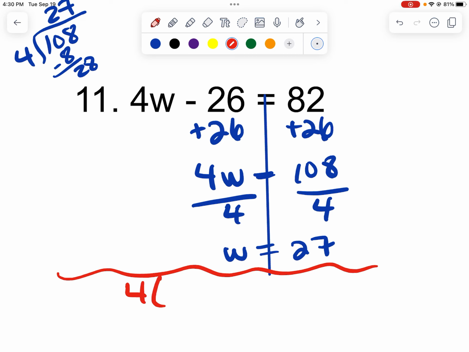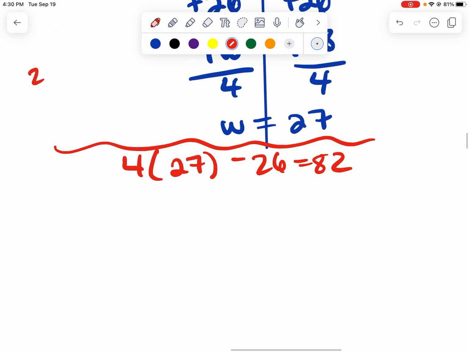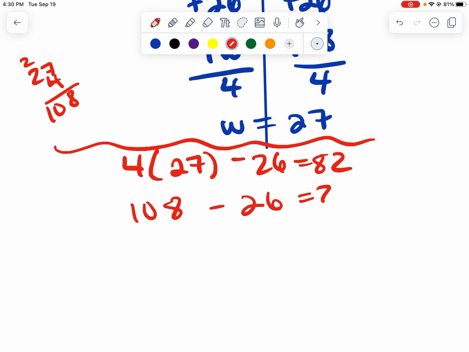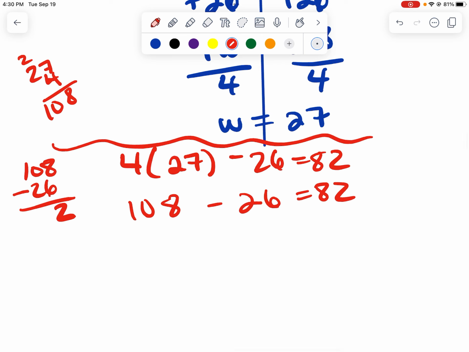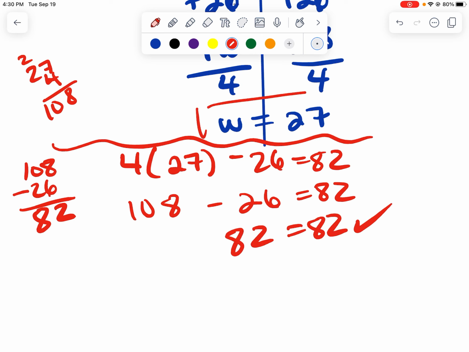Then I would check: 4 times 27 minus 26 equals 82. So 27 times 4 is 28, 108, minus 26. So 108 minus 26. I borrow. Oh, no, I don't need to borrow. Sorry about that. That would be 2. That would be 8. Look at that, 82. So that works.